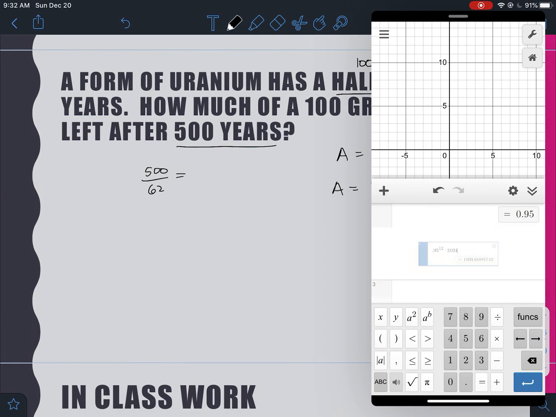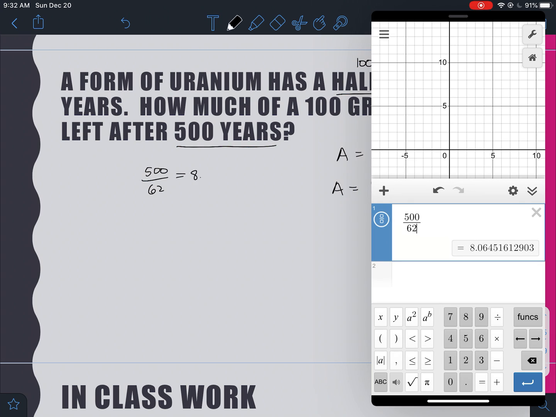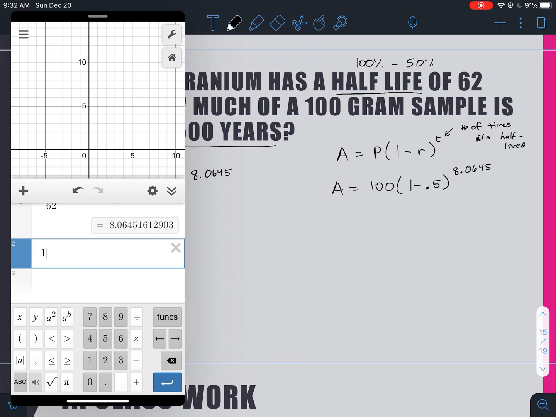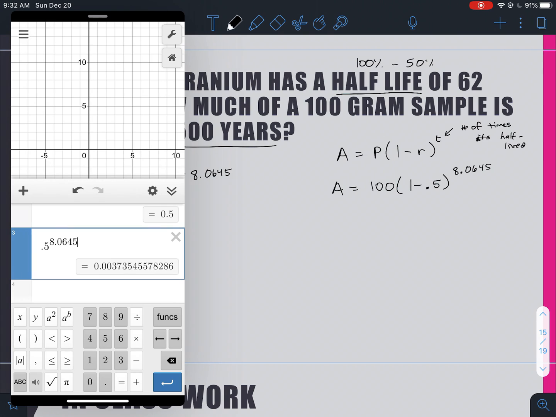So we're going to take 500 divided by 62, and that's going to be how many times the half-life has happened. The number of times that it's half-lived is 8.0645. So that is going to be our T in this case. So we're going to take 1 minus 0.5, so we're going to take 0.5 raised to the 8.0645. And then we're going to times that by 100.